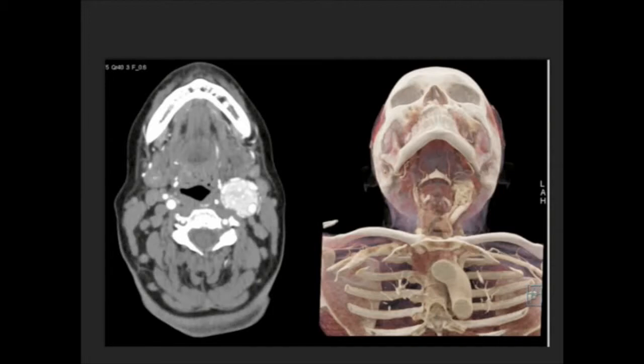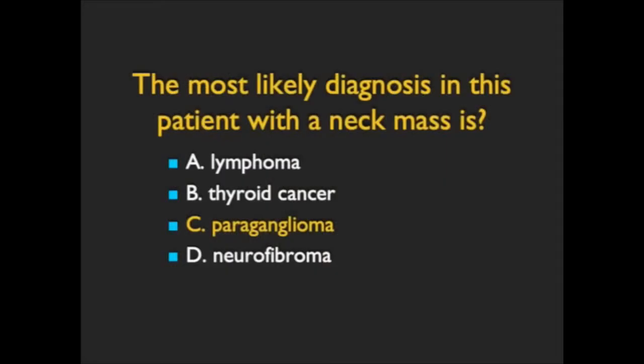Lymphoma doesn't enhance as much, and you would see more nodes if there was lymphoma. It's not in the thyroid. It's not a neurofibroma, which are typically low attenuation. Classic paraganglioma. Just a beautiful, beautiful classic case.